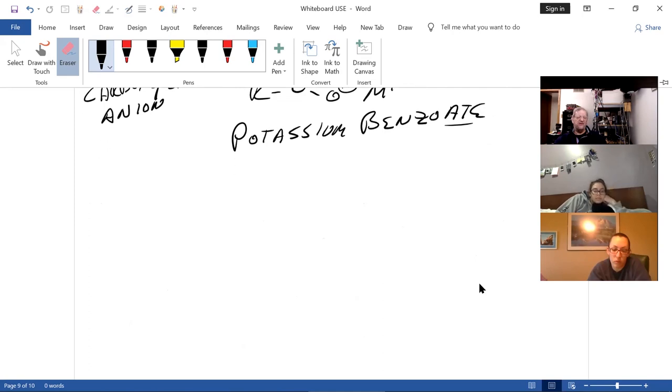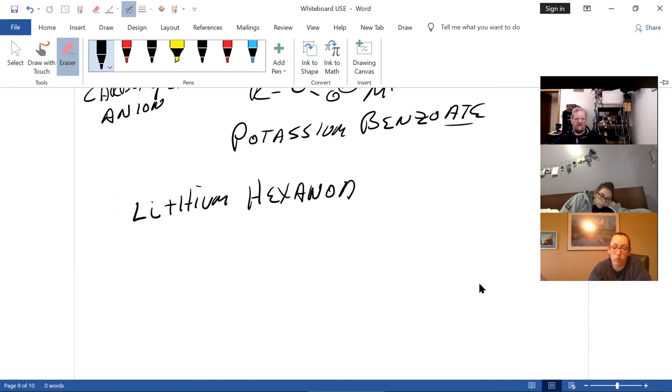Okay. Now, there are two types of nomenclature question. One is, here's the structure, give the IUPAC name. And now the other one is, here's the name, draw the structure. And the question is, draw the structure, 3 points each, for lithium hexanoate.